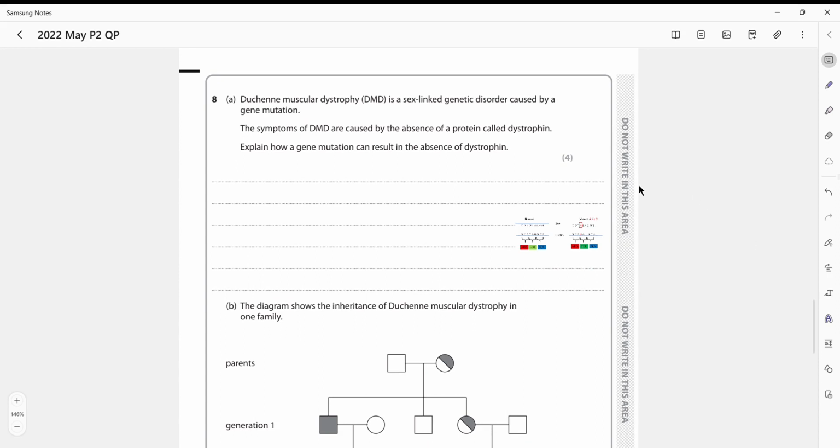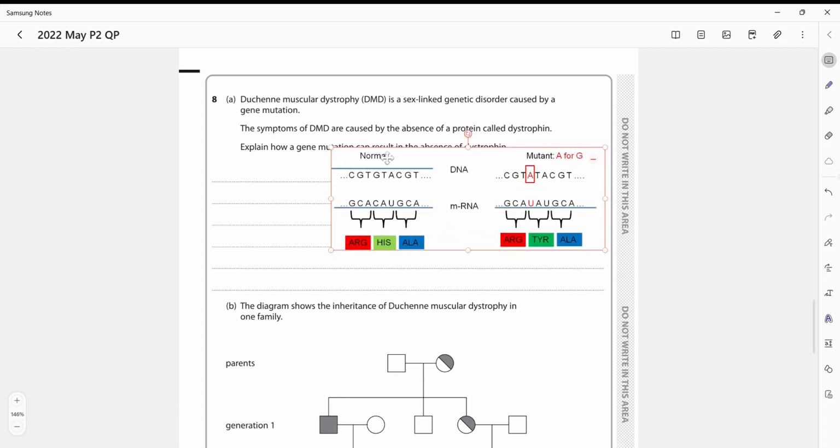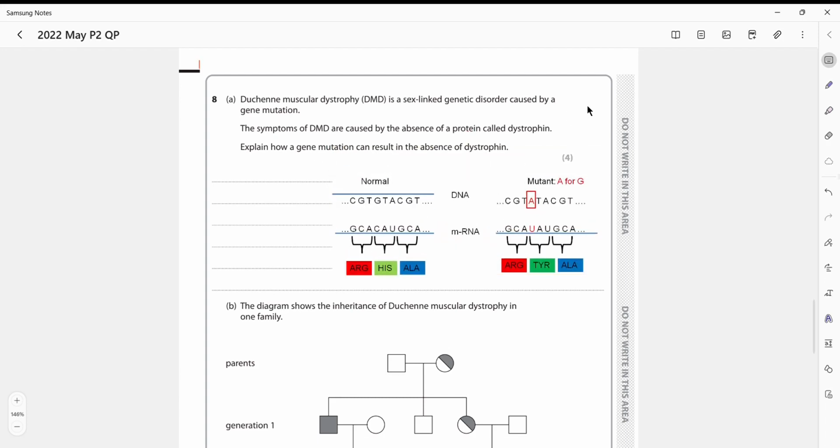Okay, Duchenne muscular dystrophy is a sex-linked genetic disorder caused by a gene mutation. The symptoms of DMD are caused by the absence of a protein called dystrophin. Explain how a gene mutation can cause the absence of dystrophin. So I've included a little diagram here to explain how the gene mutation could affect the protein.